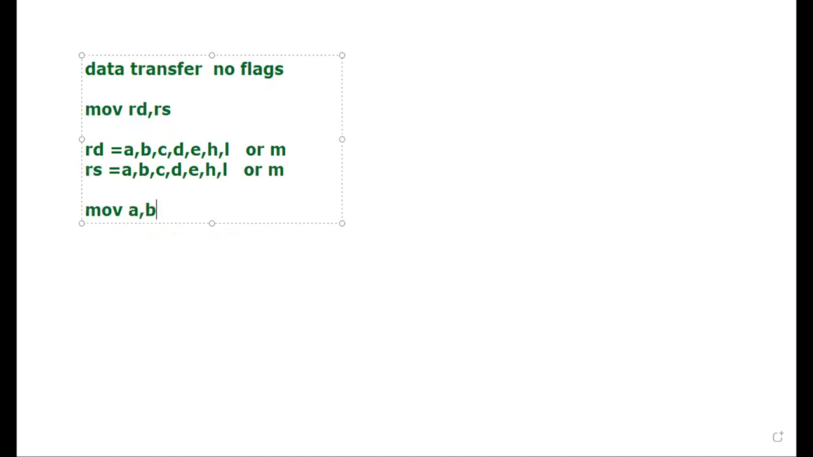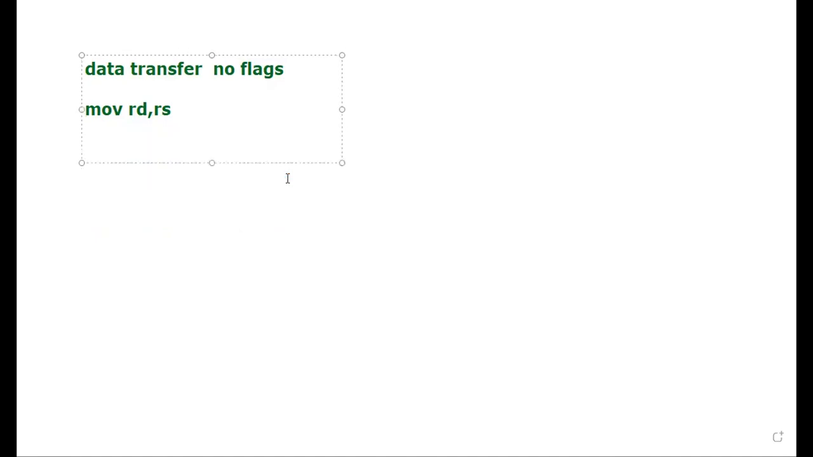So how will you give the example MOV A, comma B? So suppose B has 05, then what will come in A? 05 will come, it will be copied. Okay, that you have to explain. It is a 1 byte instruction, right? If register names are A, B, C, D, E, H, L, then it will be register addressing. If it is M, then it is indirect addressing. Then MVI 8-bit number.